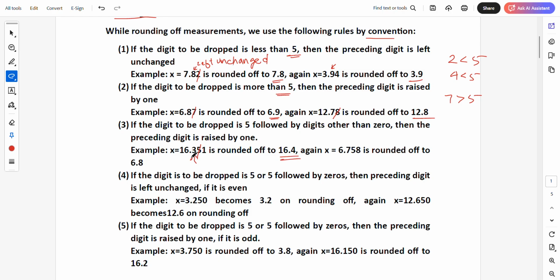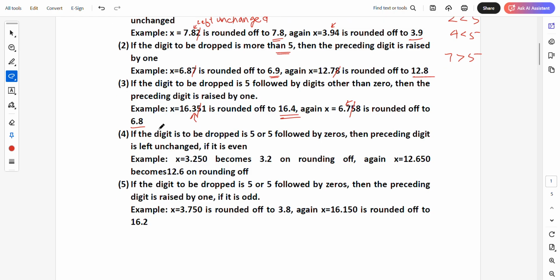x is equal to 16.351 is rounded off to 16.4. Again 6.758, you have planned to drop 5. Therefore this previous number will be raised by 1, that is 6.8. 6.758 is rounded off to 6.8.